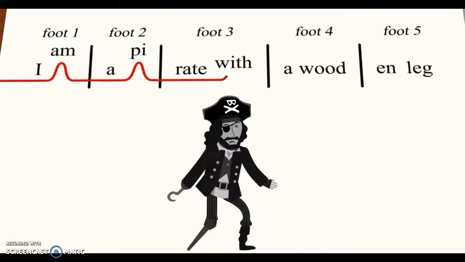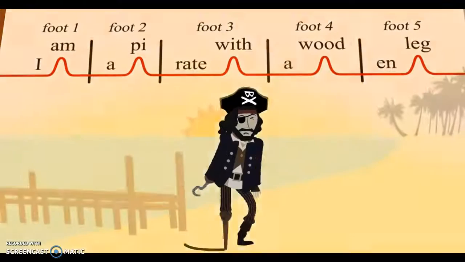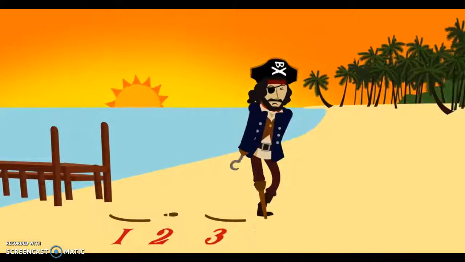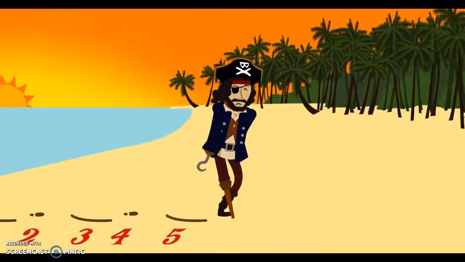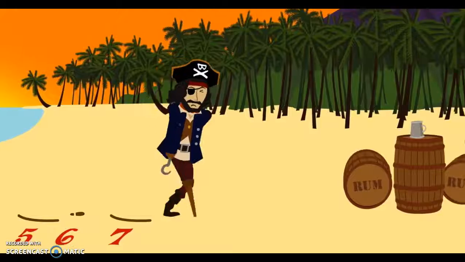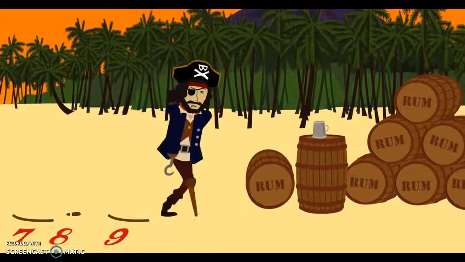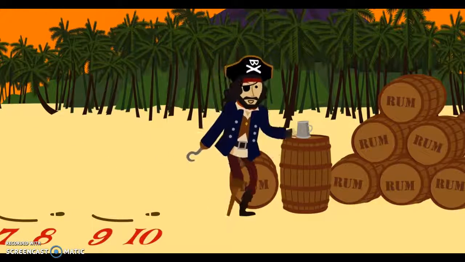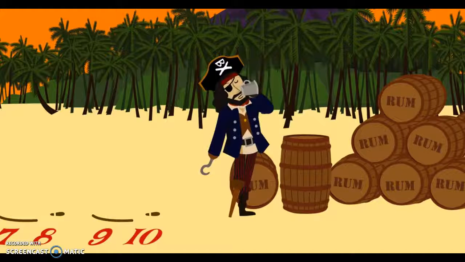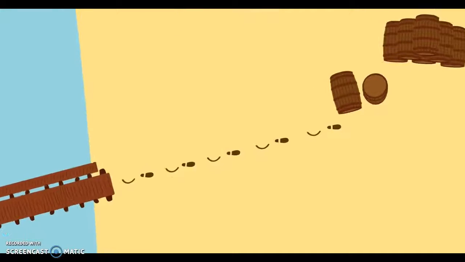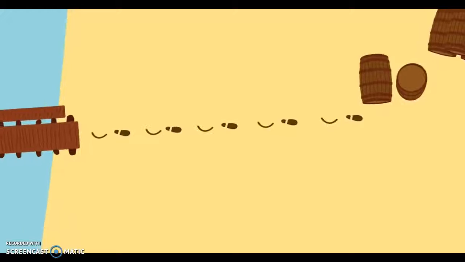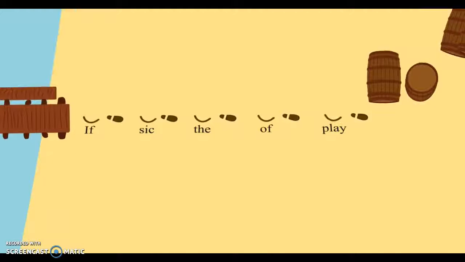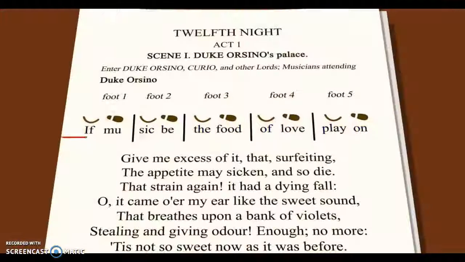I am a pirate with a wooden leg. The pirate can only walk in iambs, a living reminder of Shakespeare's favourite metre. Iambic pentameter is when he takes 10 steps. Our pirate friend can even help us remember how to properly mark it if we imagine the footprints he leaves walking along a deserted island beach. A curve for unstressed syllables, and a short line for stressed ones.